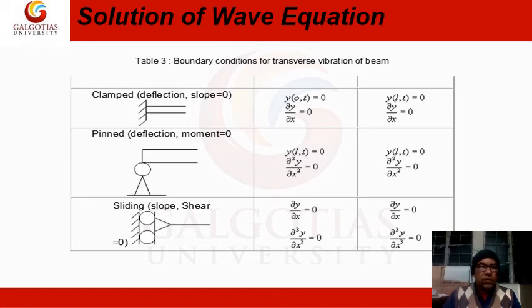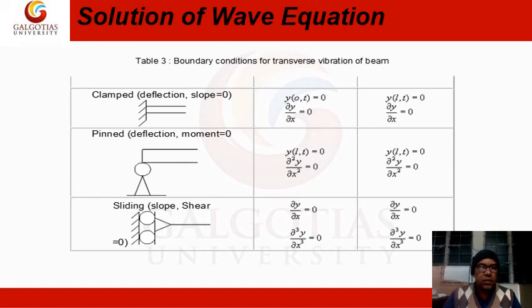For the pinned beam, deflection and moment are given like this. So y, that means deflection at L, t will be 0, on the left hand side, and the curvature, dou 2 u upon dou x squared, will be 0 at the left hand side as well as the right hand side.